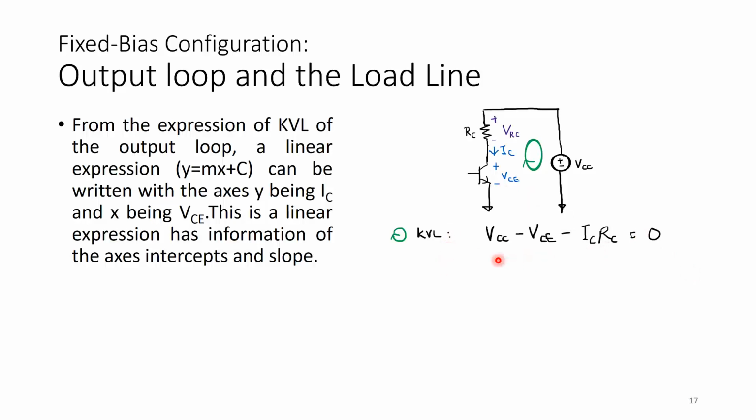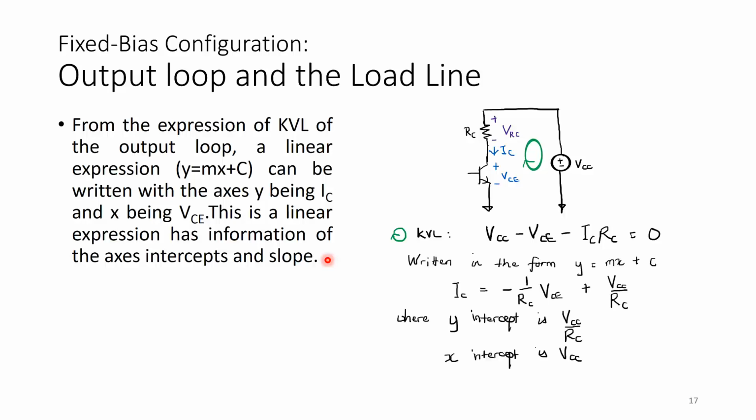Now this is actually a linear expression, and we know that the output characteristics is IC versus VCE, meaning we can write this expression to represent different values of VCE and IC for values of VCC and RC in a straight line. So this is a linear expression that has information of axis intercepts and slope as shown here, written in the form of y equals to mx plus c.